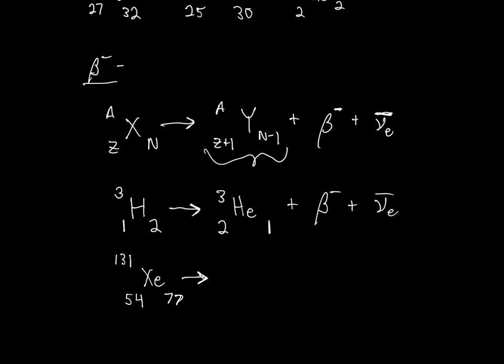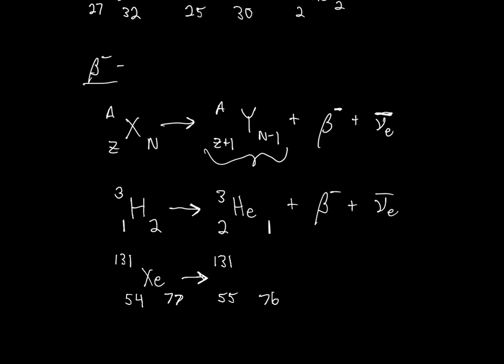Now I actually do this radioactive decay. Does my mass number change? Nope, stays the same. Just move over 131. What happens to my atomic number, my 54? What does that become? Becomes 55. I add 1 to it. What about my neutron number? What happens to that? Becomes 76.